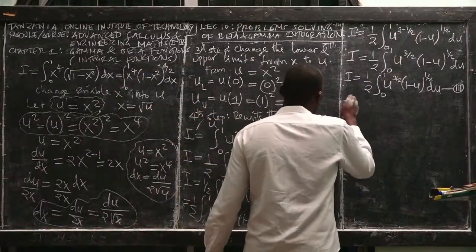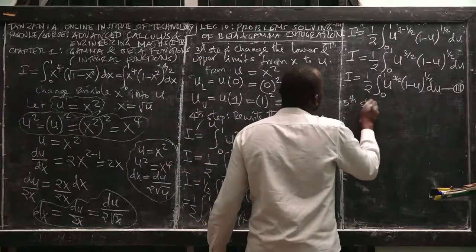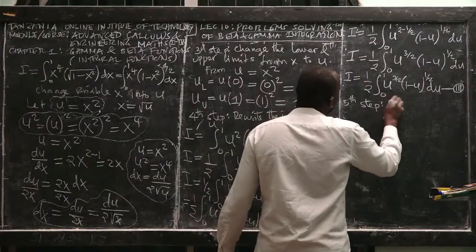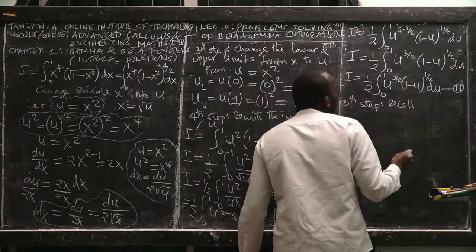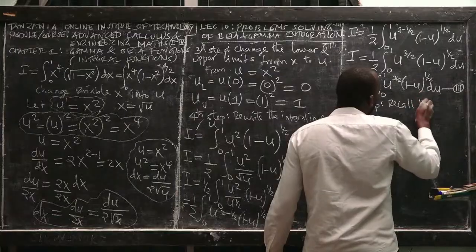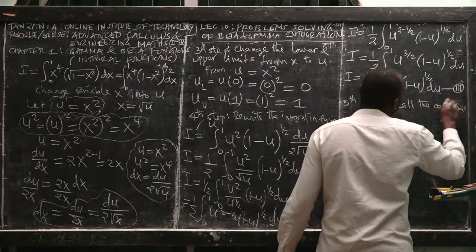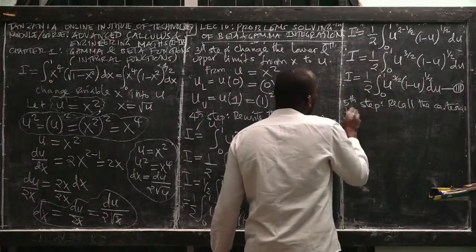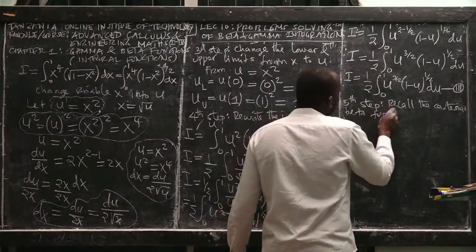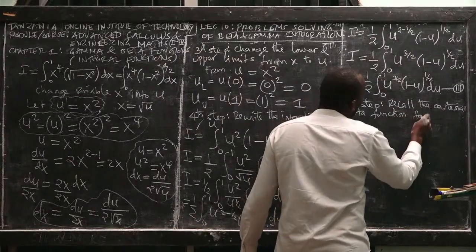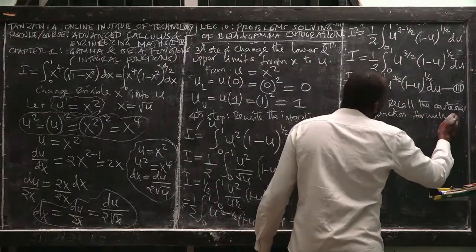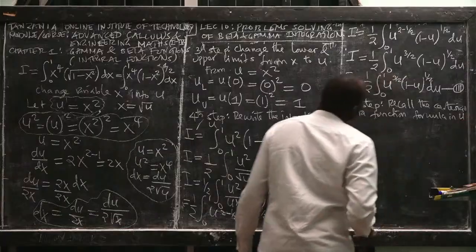So we move into the fifth step. The fifth step, we say recall the Cartesian beta function formula in form of u, in u.